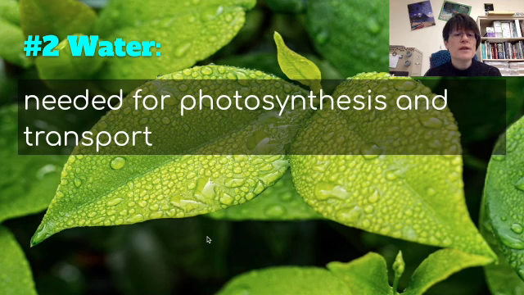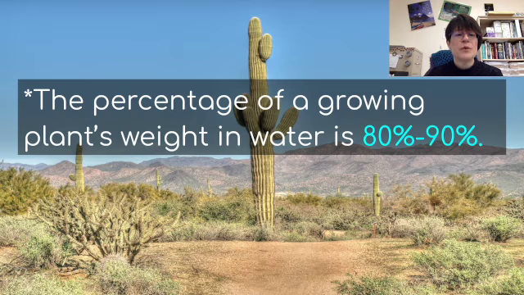Number 2 is water. It's needed for photosynthesis and transport. Water is crucial for plants, and different plants God has made to live in different areas depending on what amount of water is available there. The percentage of a growing plant's weight in water is 80 to 90%. And so even these desert plants are 80 to 90% water, and especially these cacti, they hold a lot of water and are designed to do that in a dry environment.